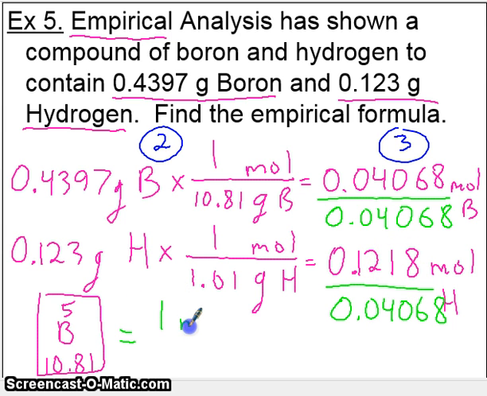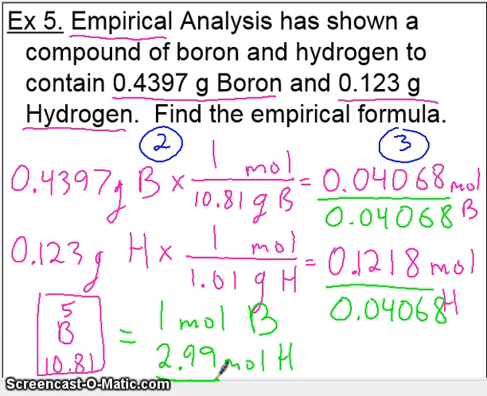So we have 1 mole of boron. And if we divide these by each other, go ahead and divide these in your calculator. We get 0.1218 over 0.04068. This gives us 2.99 moles of hydrogen. Now, this is actually close enough to a whole number to where we can round up to 3. And we don't have to go up to the next step that says multiply till whole.